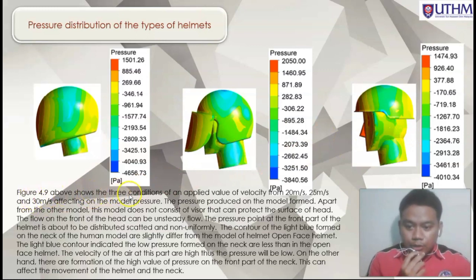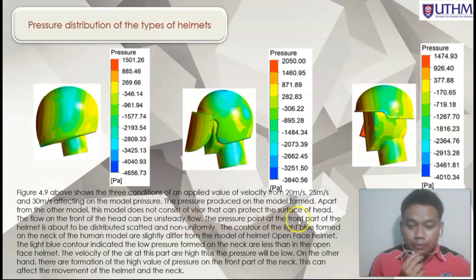Figure above shows the 3 conditions of an applied value of velocity 20 meter per second, 25 meter per second, and 30 meter per second, affecting the model pressures. The pressure produced on the model form. Apart from the other models, this model does not consist of a visor that can protect the surface of the head, which is for the half face helmet. The flow at the front of the head can be unsteady flow.